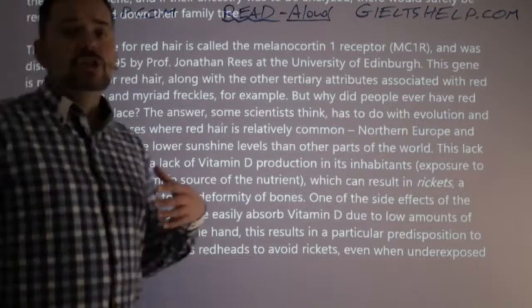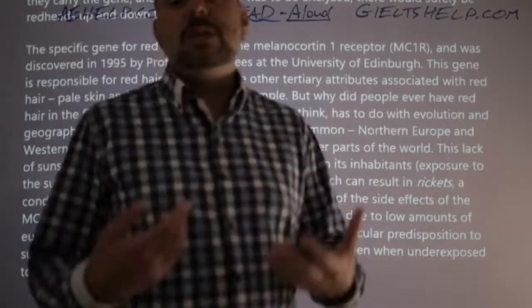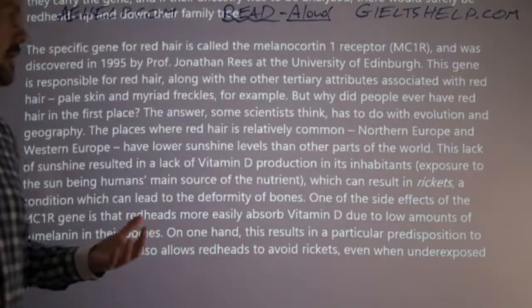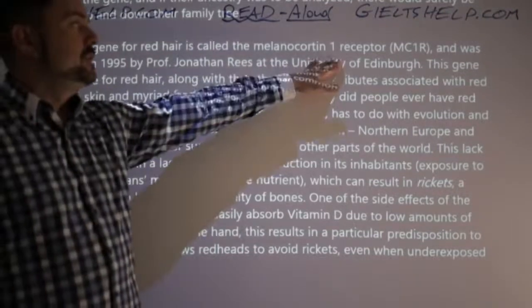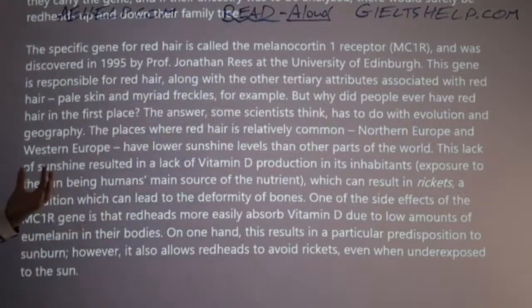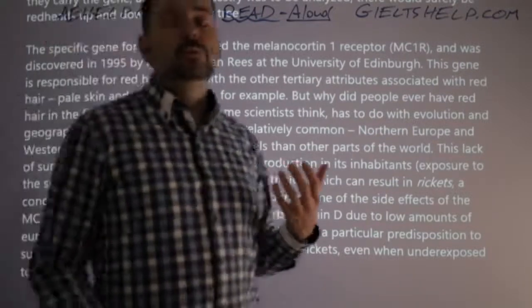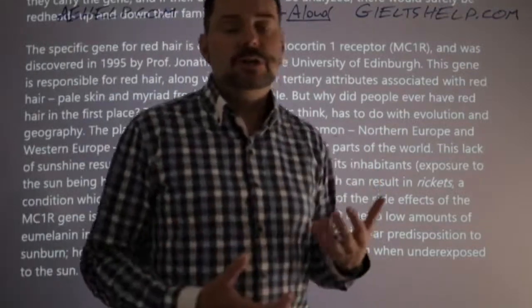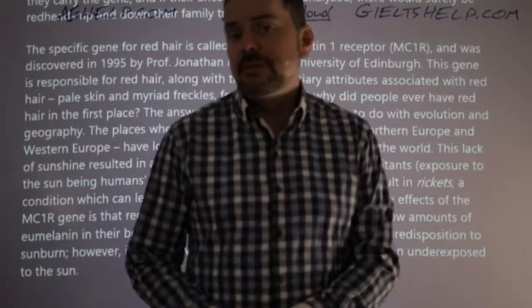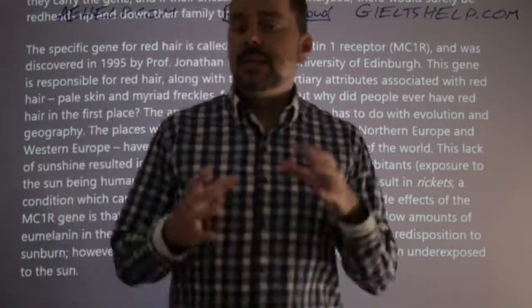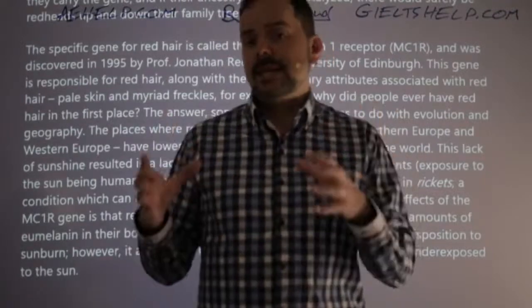Okay, so fairly tricky paragraph, some tricky words like eumelanin, MC1R, melanocortin 1 receptor. Don't freak out, okay? When you read these kinds of words, don't panic. This is challenging for anyone, native English speakers as well. The key here is to get the main idea.